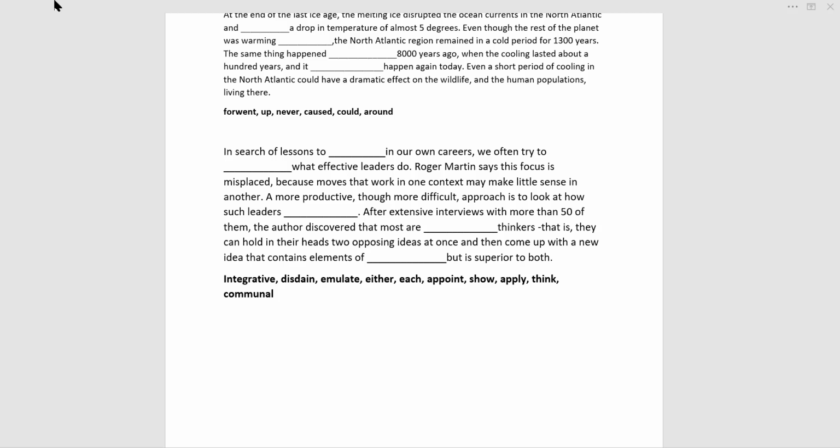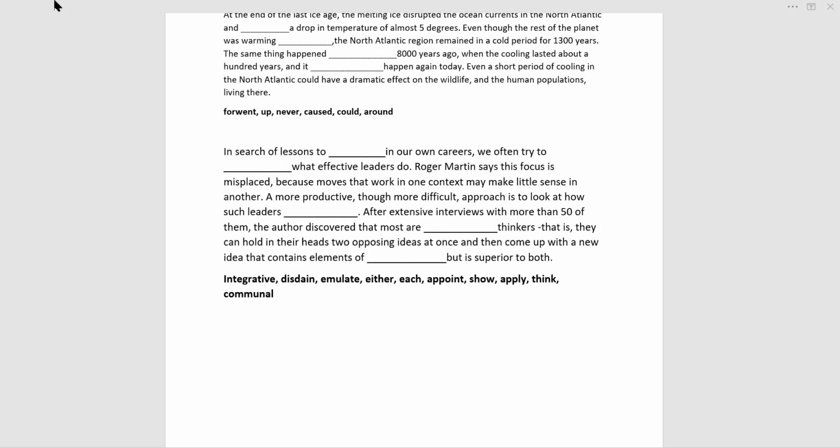So the first answer: in search of lessons to apply in our own careers. Apply is the first answer. We often try to emulate what effective leaders do. Copy, emulate what effective leaders do. Second one: Roger Martin said this focus is misplaced because moves that work in one context may make little sense in another. A more productive, though more difficult approach is to look at how such leaders think. Think is the third one. You cannot write emulate here.